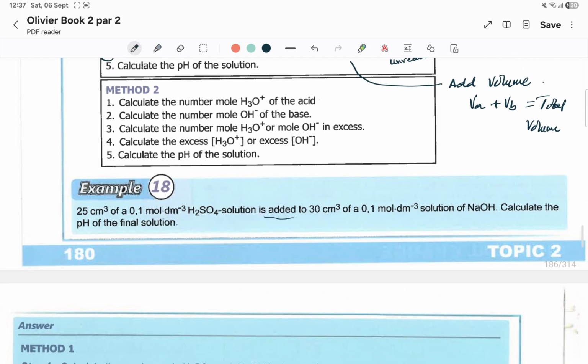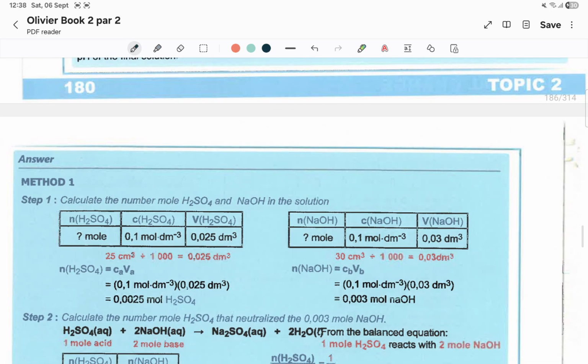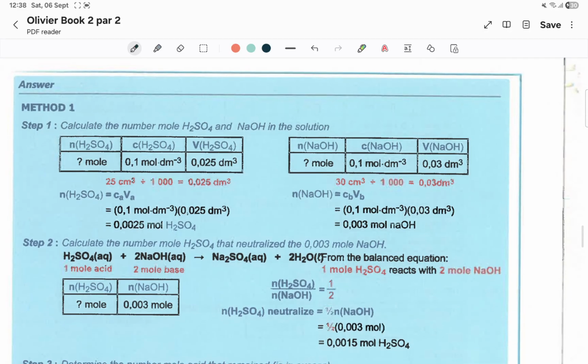So let us look at this question. I'm having 25 centimeter cubed of a 0.1 mole per decimeter cubed sulfuric acid solution that is added to 30 centimeter cubed of a 0.1 mole per decimeter cubed solution of sodium hydroxide. Calculate the pH of the final solution by using method 1. In method 1, what we have here, they just collected the data.